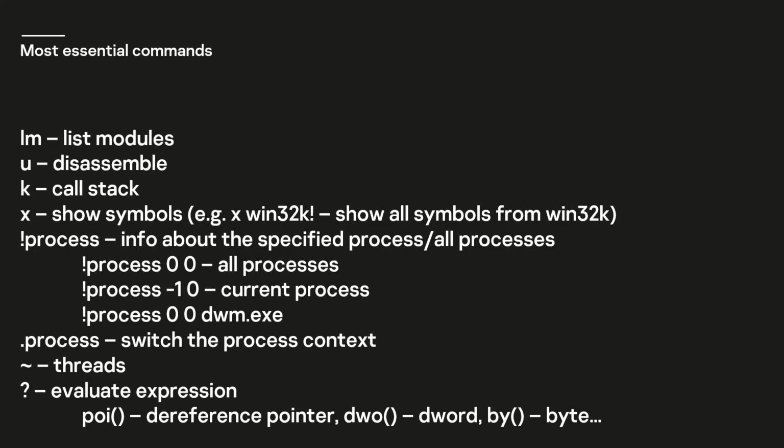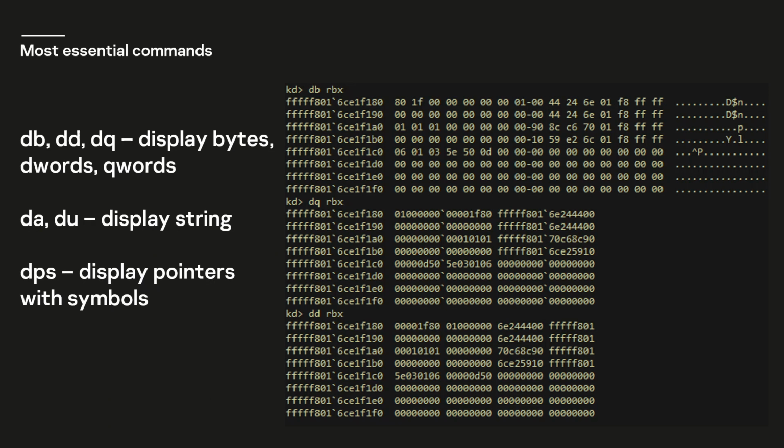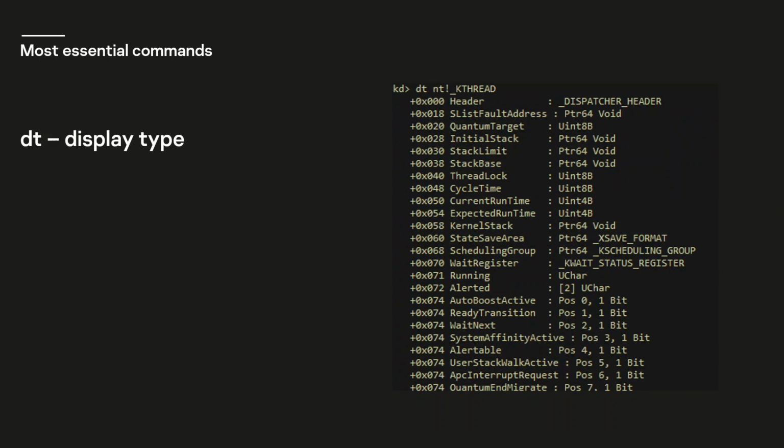WinDBG also supports its own expression language, which is very useful. Here you can see commands that you can use to display memory contents. You can display memory as bytes, double words, quad words. You can display strings. You can display memory pointers with symbols. It's useful when you debug some virtual objects. There is also a very useful command, display type. You can use it to display structures if symbols are available.